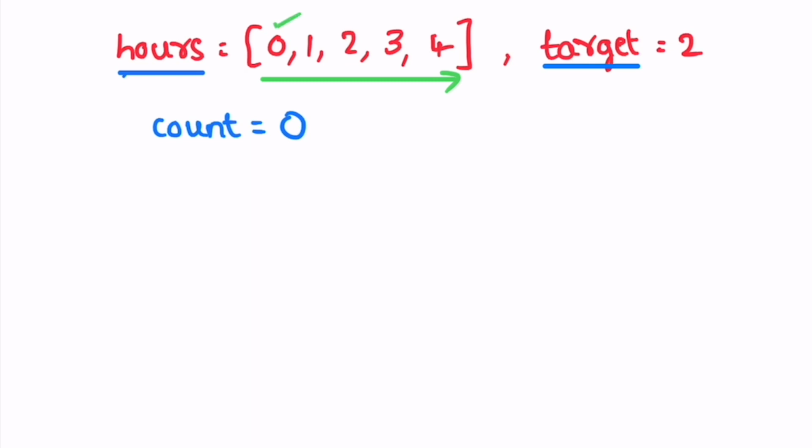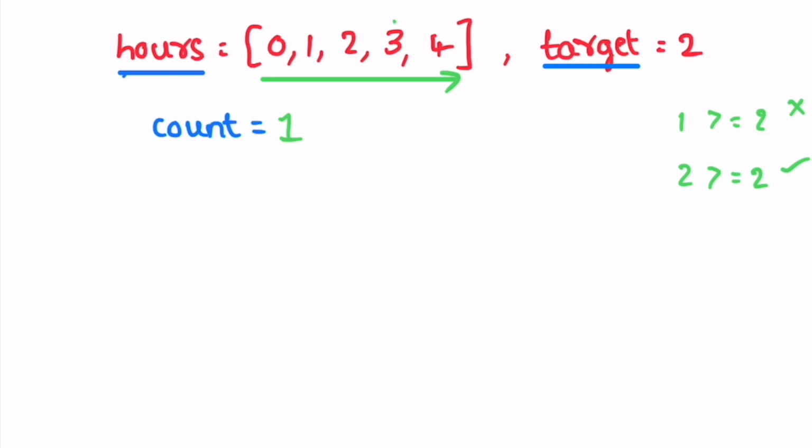Let's start at the 0th element. We're going to check if it is greater than or equal to target. No. So count remains the same. Now let's go for the next element. Check if that element is greater than or equal to 2. No. So we go for the next element. Next element is 2. 2 is greater than or equal to 2. Yes. So increment count. So 0 will become 1 now.